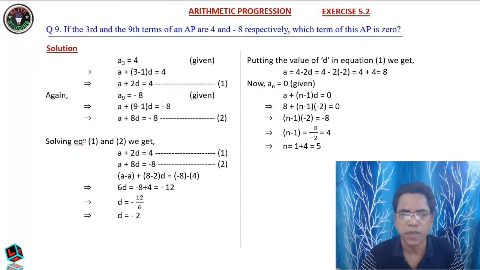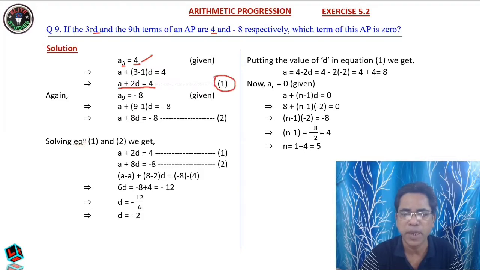Now see, it is the solution. First one, a3 is equal to 4 means the third term of the AP is 4. It is given the third term of the AP is 4. So if you use this formula, an is equal to a plus n minus 1 d, we get a plus 2d is equal to 4, which is equation number 1.